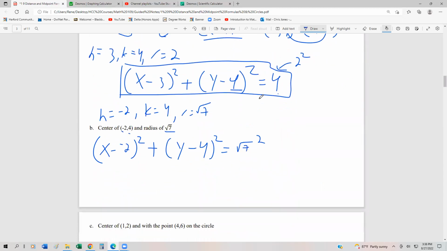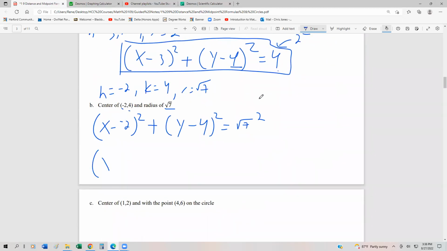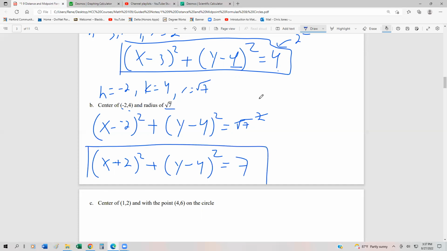Now, we could simplify this just a little bit more because we certainly have a double negative. So we have x plus 2 squared plus y minus 4 quantity squared equals, and the square root of 7 squared is just going to be 7. So this is probably the cleanest answer that we can get without foiling things out.